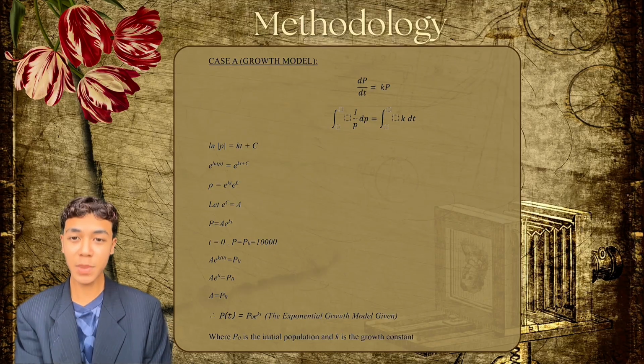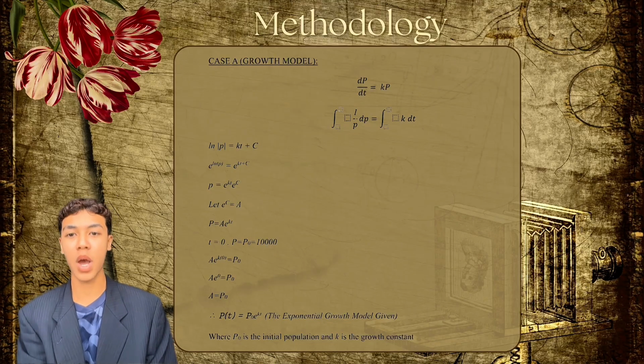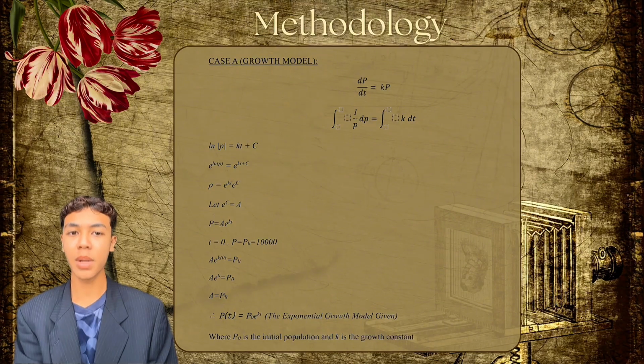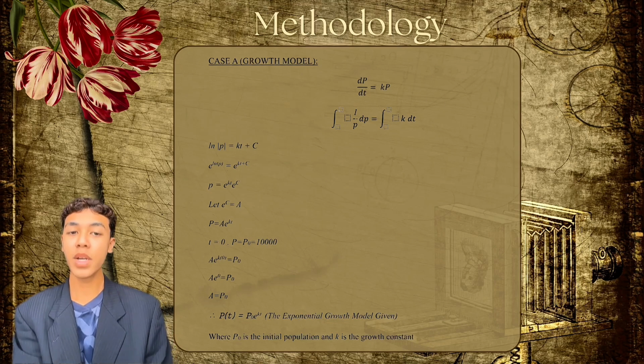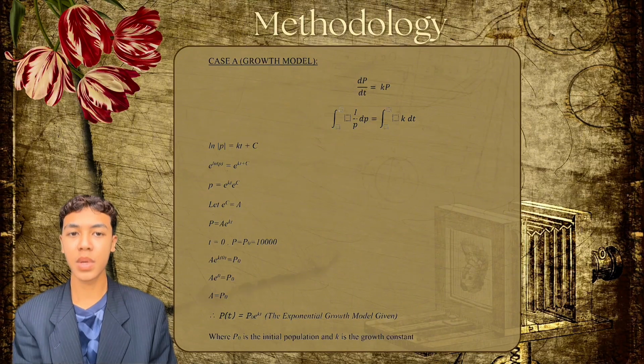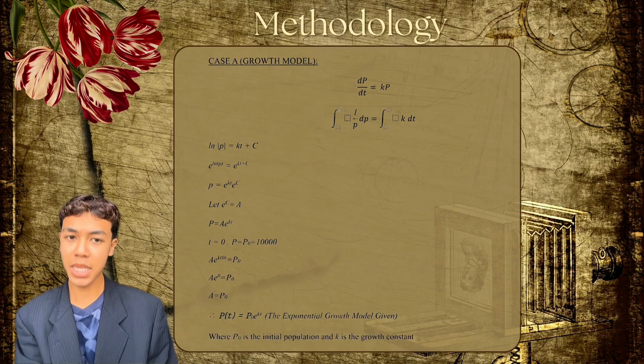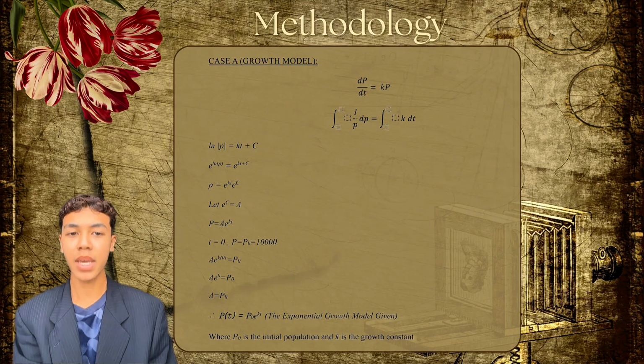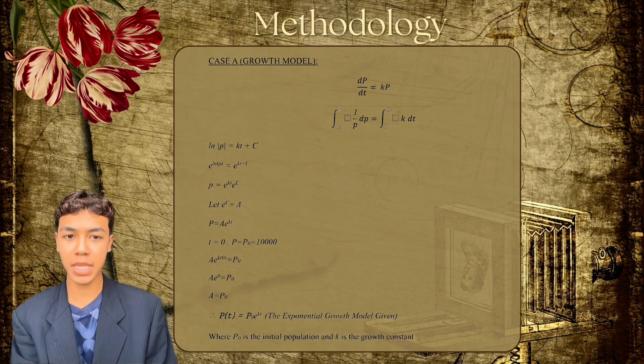We will use exponential function to remove the ln function. We will get e to the power of ln P is equal to e to the power of kt plus C. We can cross out e to the power of ln by using the exponential law. So we will get P is equal to e^(kt+C). Now e^C we can equal to A because we will need one constant only. So P is equal to A times e to the power of kt.